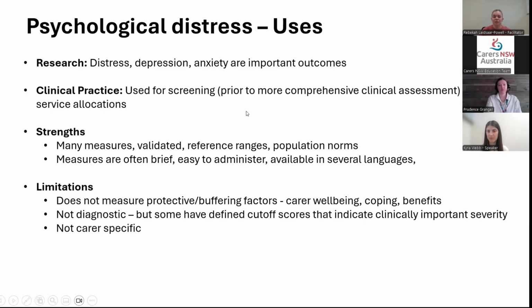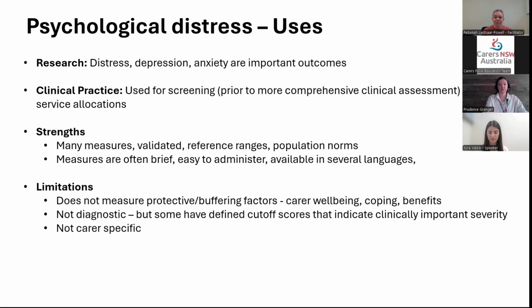And they can be used for screening prior to more comprehensive clinical assessment, and can help us really find out if we need to be making some service allocations for carers. Strengths of these distress measures are that there's lots of them. They're well validated. Oftentimes they have good reference ranges and population norms, and they're often quite brief and easy to administer and available in lots of different languages.